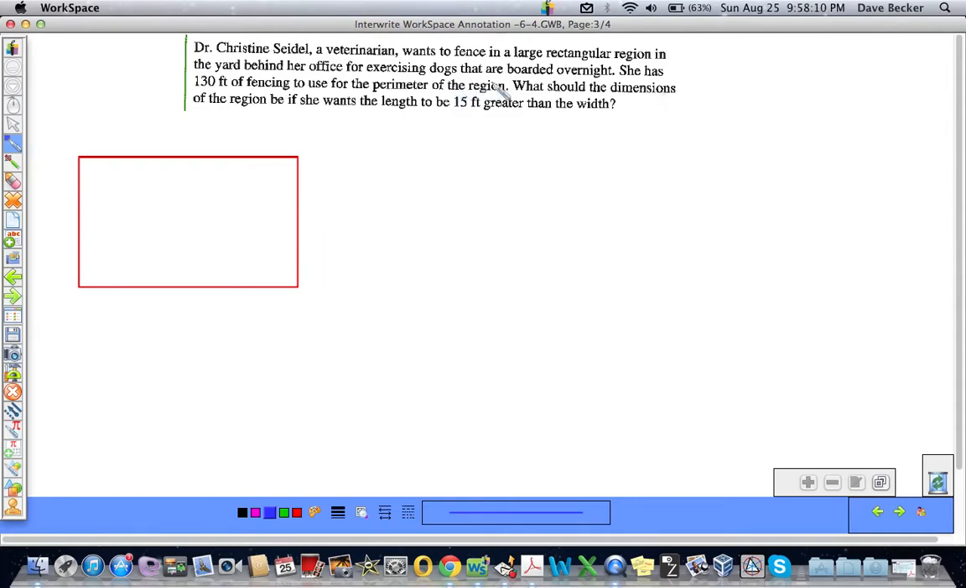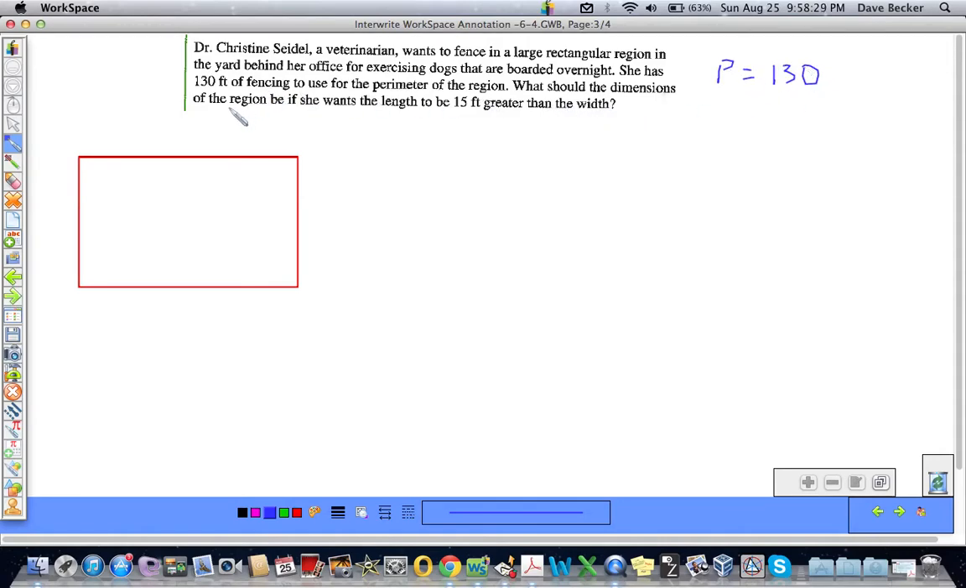For exercising dogs that are boarded overnight, she has 130 feet of fencing. So if I added up all this fence, the length of all this fence, it would be 130 feet to use for the perimeter of the region. So I know perimeter equals 130. I like to write stuff down.